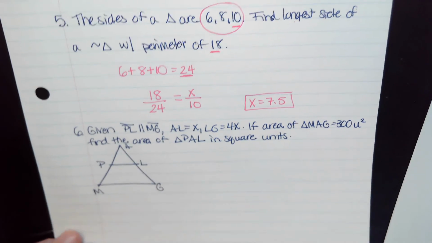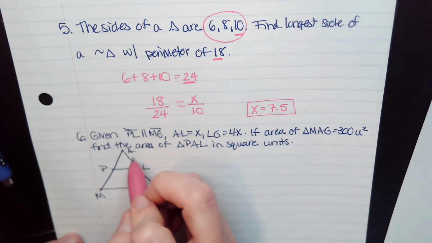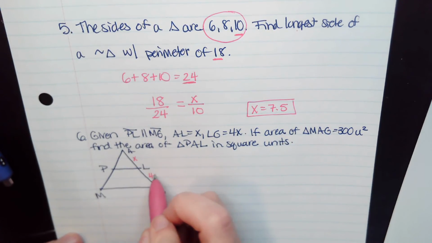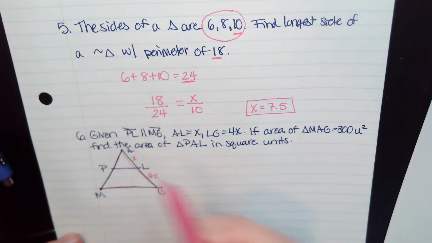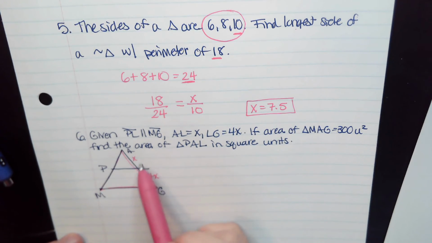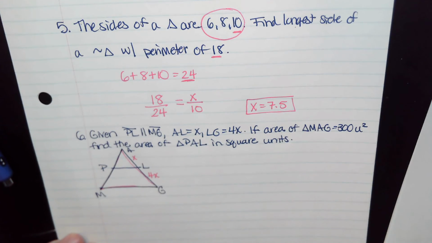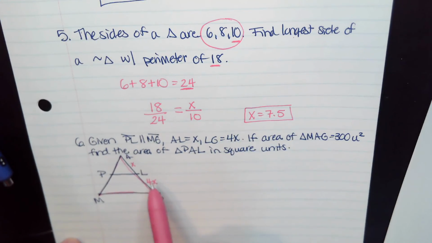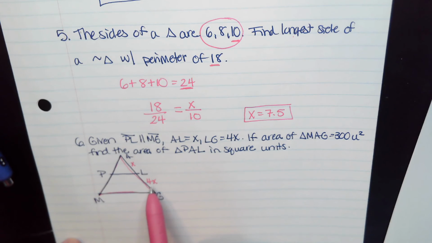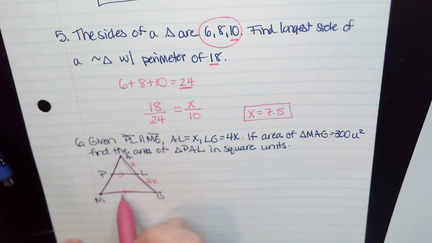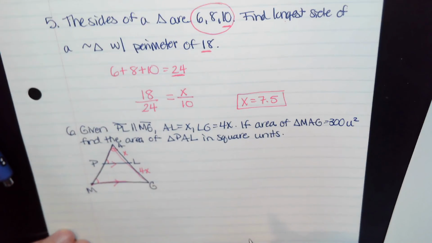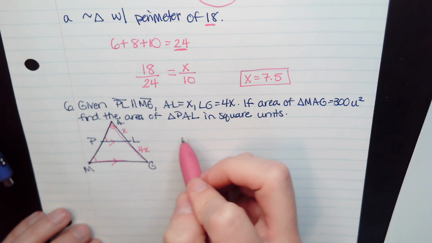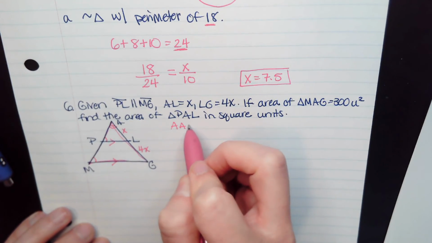Okay, so for this one, let's start by labeling. So AL is X, LG is 4X, and I know the area of this big triangle is 300 units squared. So let's take a look here at our two sides that we know are X and 4X. Now, I want to find my two different triangles. I know these two are parallel, so I know that I've got corresponding angles. I have that reflexive angle at the top. So I know my two triangles are similar by angle-angle similarity.